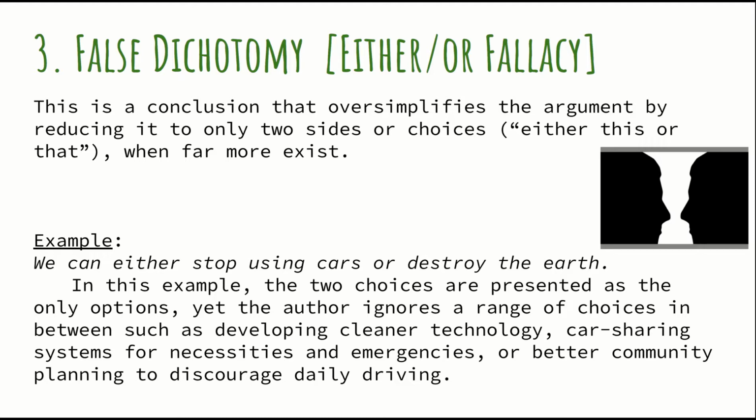So fallacy-wise, it's when a conclusion oversimplifies the argument by reducing it to only 2 sides or 2 choices, either this or that, hence the either-or title, when far more exist. For example, we can either stop using cars or destroy the earth. In this example, the 2 choices are presented as the only 2 options, yet the author ignores an entire range of other choices in between, like developing cleaner technology, developing car sharing systems for necessities and emergencies, or having better community planning that discourages daily driving.